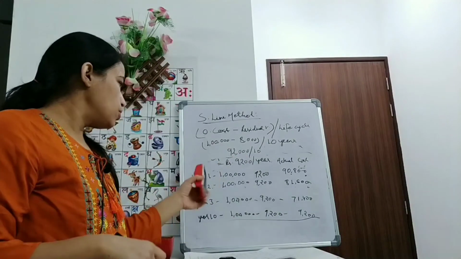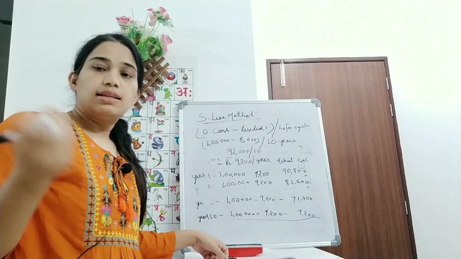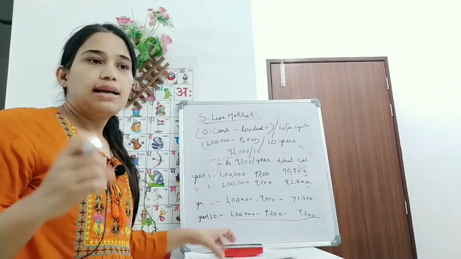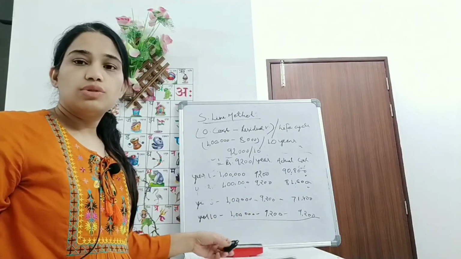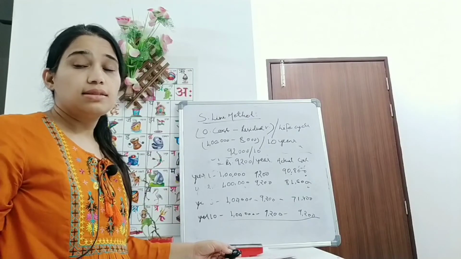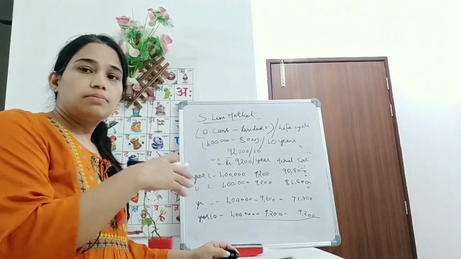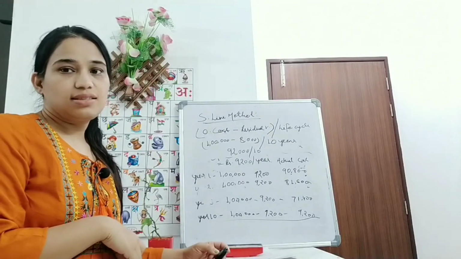So I hope you understood the term depreciation, that this is related mainly with tangible assets and fixed assets, and as we use those assets, the value of those assets gets reduced on a daily basis and yearly basis. So we need to depreciate those fixed assets to make a proper accounting of those assets.